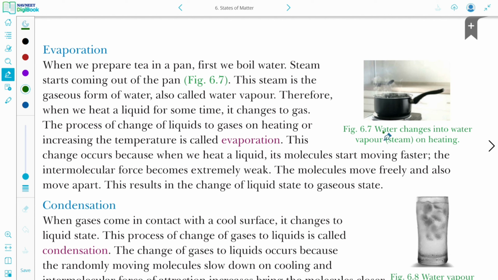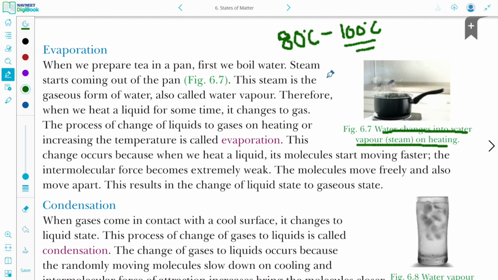Evaporation. Water changes into water vapor or steam on heating. 100 degree Celsius is the boiling point of water. When we boil it at a high temperature, from 80 degree Celsius to 100 degree Celsius, water is boiled and steam starts coming out of it.